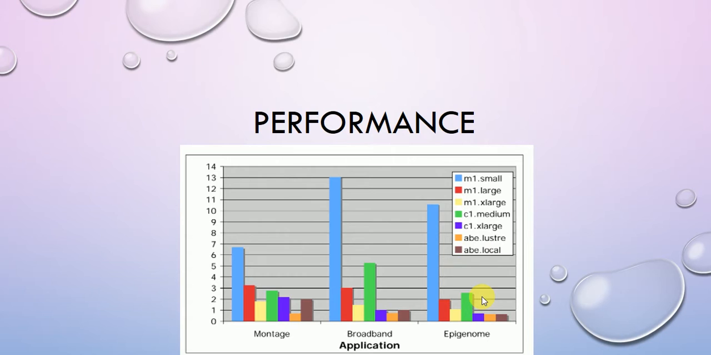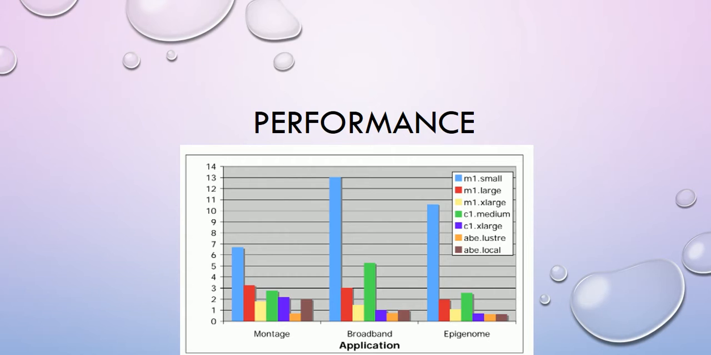Let's come to Epigenome. For Epigenomics, the best EC2 runtime was achieved by using C1 Xlarge, this one, the dark blue one. The primary factor affecting the performance of Epigenome was the availability of processor cores, with more cores resulting in lower runtime. This is expected given that Epigenome is almost entirely CPU bound.